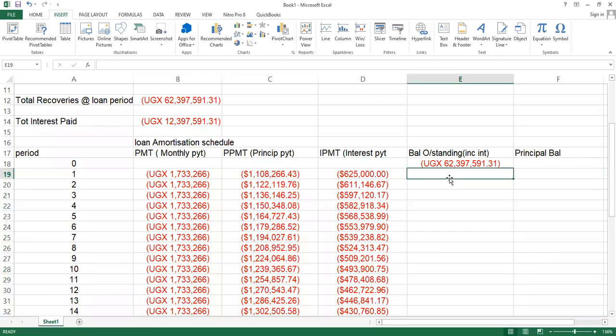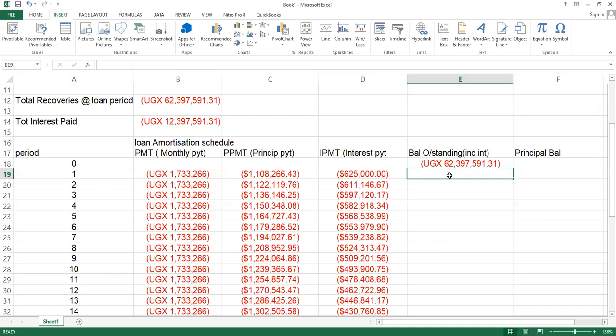Now, how do I get the balance now outstanding? Because at the end of period 0, the entire amount outstanding is 62. But remember, this includes the interest. It has the loan amount of 50 plus the interest of 12 million for the entire loan period. So if you make the first monthly payment at the end of period 1, then the balance should change at the end of the period.